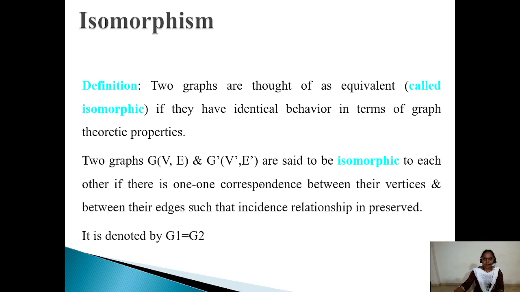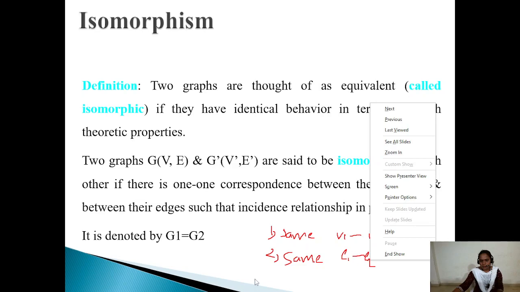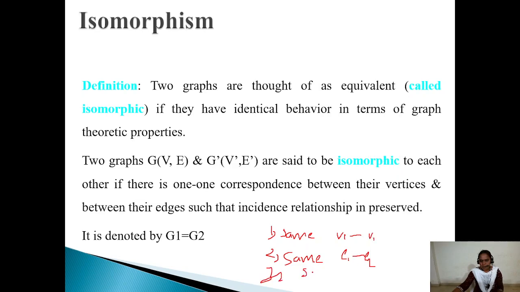Here three conditions will apply. First, same vertices: both graphs contain the same vertices. Same edges: both graphs contain the same edges. And both graphs contain the same degree. This is isomorphism, meaning G1 equal to G2.